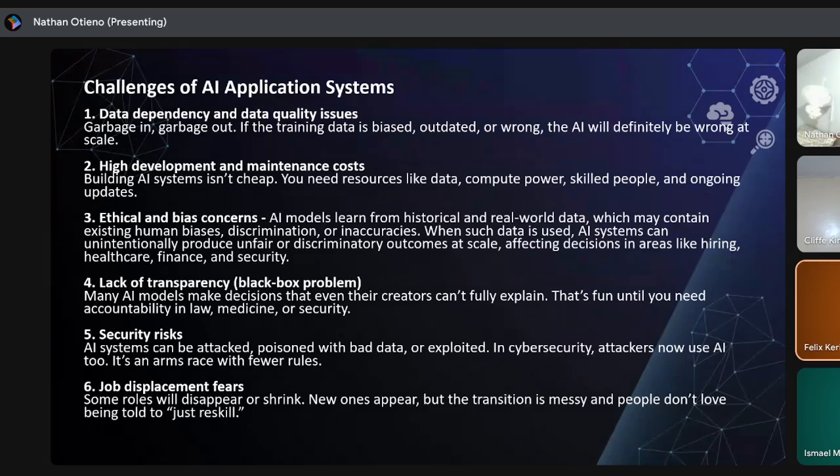Security risks. AI systems can be attacked, poisoned with bad data, or exploited. In cybersecurity, attackers now use AI too. It's an arms race with fewer rules. The last challenge of AI applications, job displacement fears. Some roles will disappear or shrink. New ones appear, but the transition is messy and people don't love being told to just reskill.